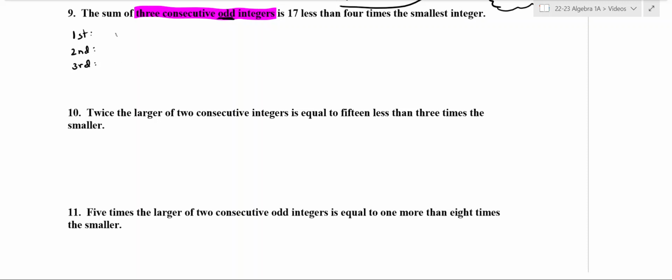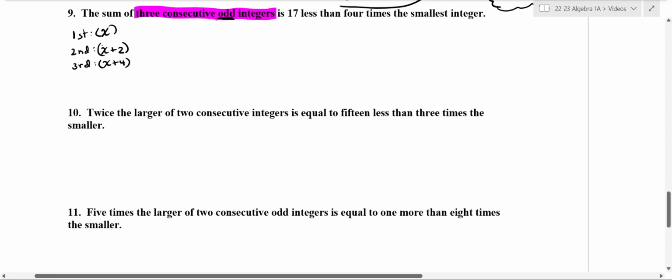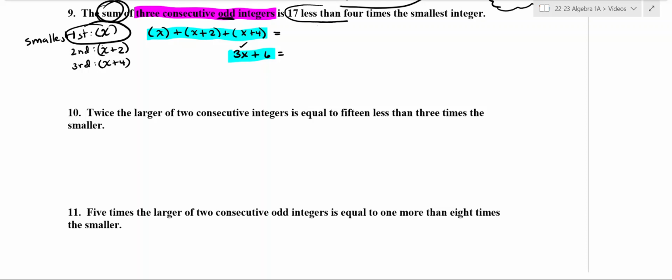All right, so if they're consecutive odd, they're going to change by 2's. So x, x plus 2, x plus 4. Right, so those are going to be the 3 numbers. And their sum, okay, so we're going to add them. 17 less than 4 times the smallest integer. So it's 17 less. We're going to subtract 17 from 4 times the smallest integer.